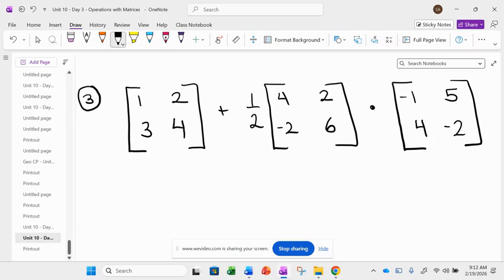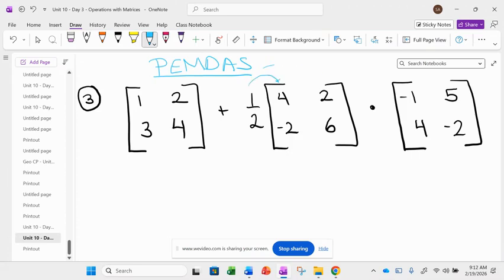What have I done here now? I've added multiple operations. I have addition, I have multiplication, I have scalar multiplication, I have matrix multiplication. So we have different things going on here. Anytime there's multiple operations, what must we follow? We have to follow PEMDAS. And so according to PEMDAS, we have to multiply before we add. Do we agree?